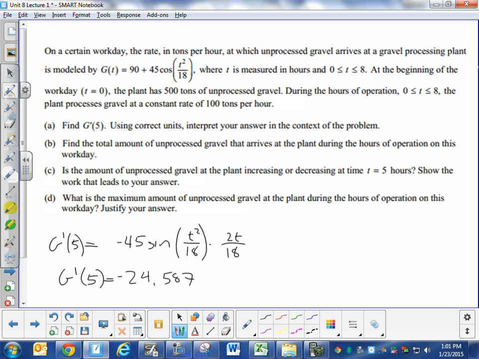What is the notation? What is the unit? Tons per hour squared. You'd think about it as acceleration. If this is velocity, this is tons per hour. This would be tons per hour squared.